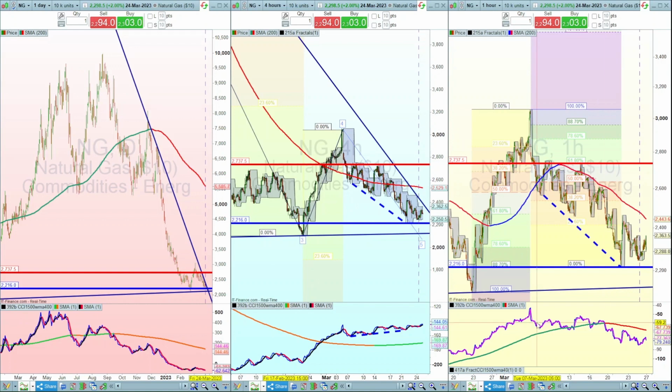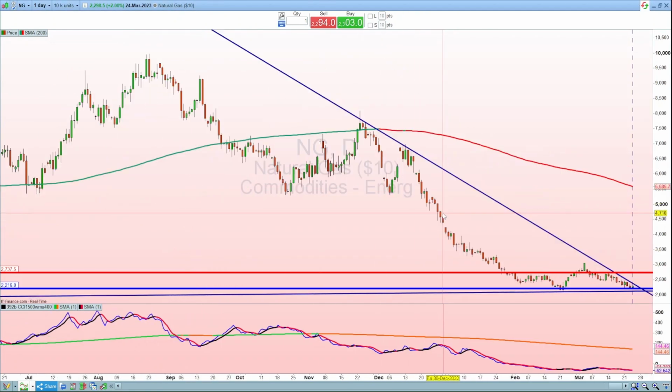This is the nat gas price update. This looks a bit busy, so I'll explain all this as we go through each of these time frames. So this is the daily, the 4 hourly and the hourly. Let me just first of all expand the daily and explain where we are.